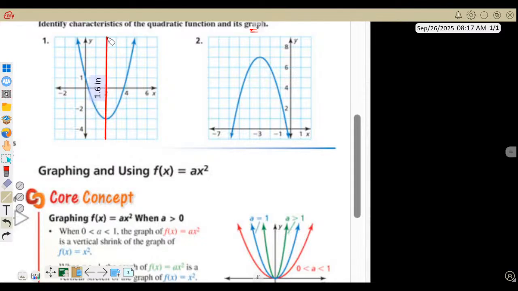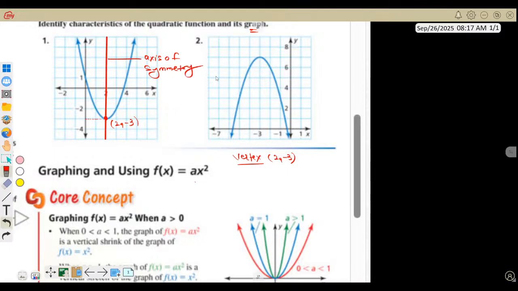This line is called the axis of symmetry, because the axis of symmetry always passes through a vertex. So this point is called a vertex. Can you tell me the coordinate of the vertex? First write x coordinate, then y. Yeah, 2 comma -3. So the vertex for this function is (2, -3). And this line is called the axis of symmetry.